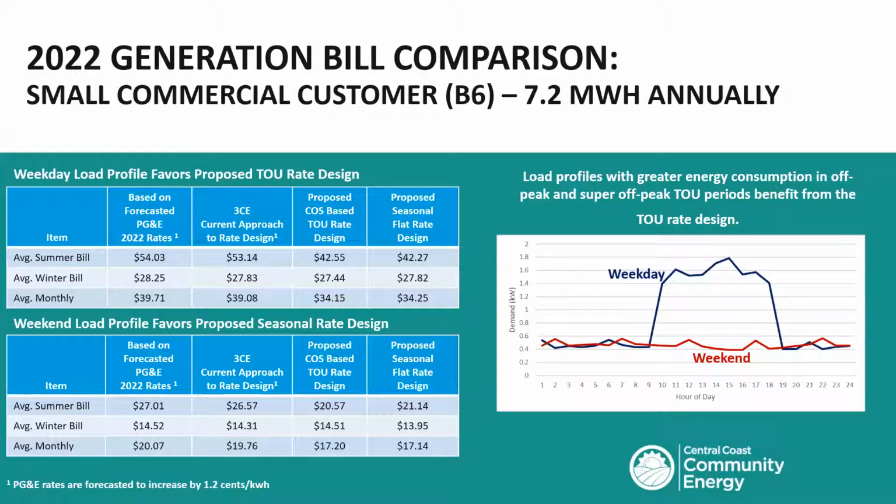But if your load is relatively flat, like we're showing on this weekend load profile, then you're going to benefit ever so slightly from the seasonal flat rate. And again, this is a small office building, about 600 kilowatt hours in a month. So this isn't a huge amount of energy that this customer is using. But as we roll up through the different examples, you'll see that there can be a pretty dramatic difference relative to the proposed time of use rate design and the proposed seasonal flat rate design, the default and then the alternative.